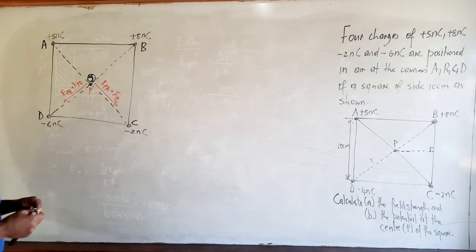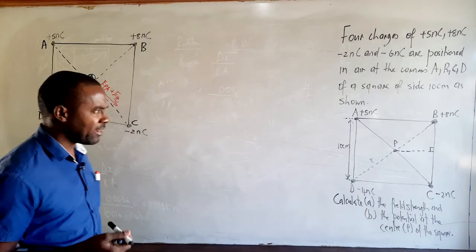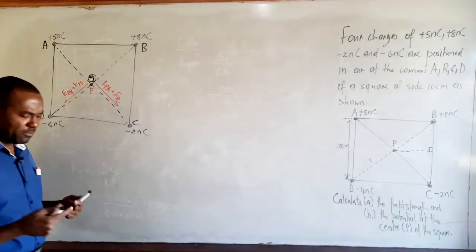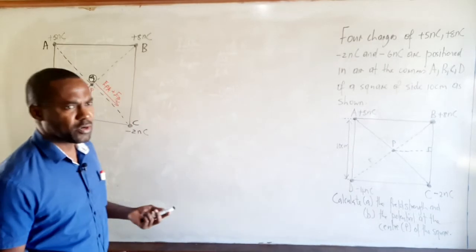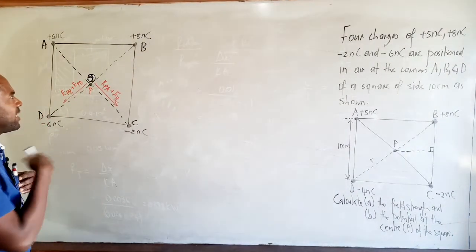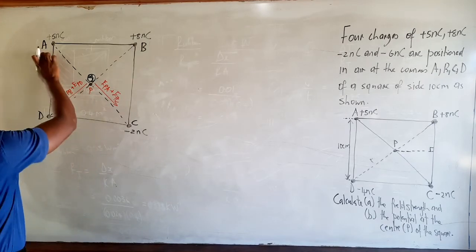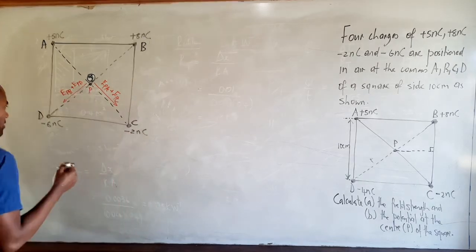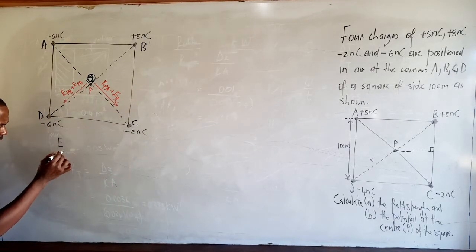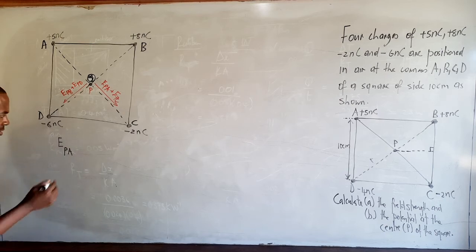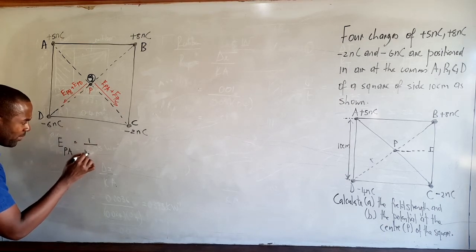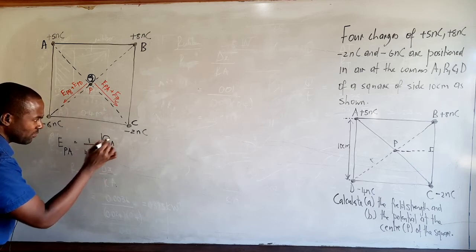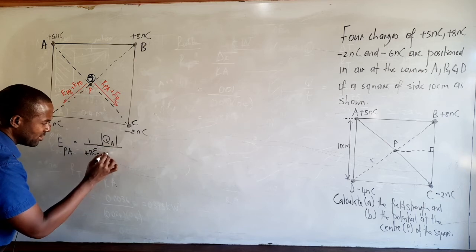Now let's go ahead into calculating the magnitude of these field strengths. As I said before, we defined what electric field strength is and the formula for calculating it. So let's first do E_PA. The electric field strength at P due to A, let's call it E_PA, is equal to 1 over 4 pi epsilon naught times the magnitude of the charge at A, divided by the distance r squared.